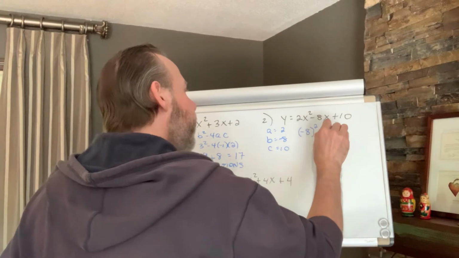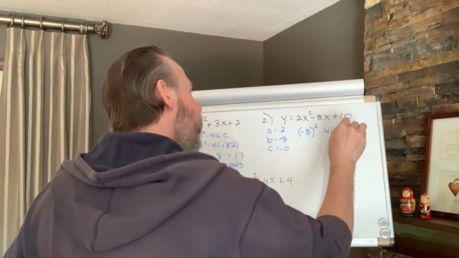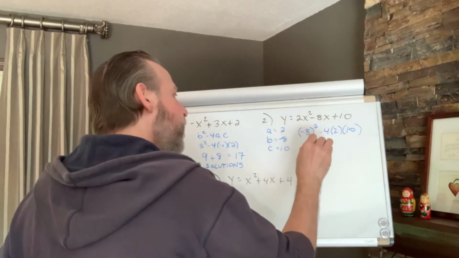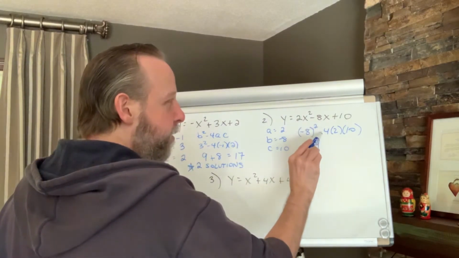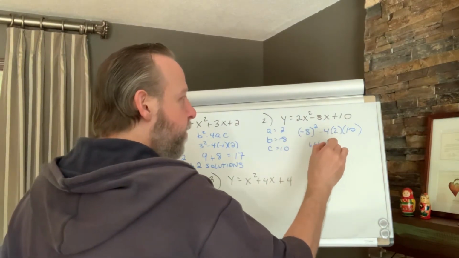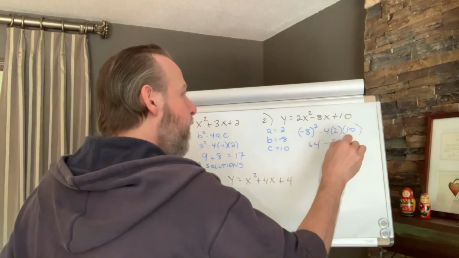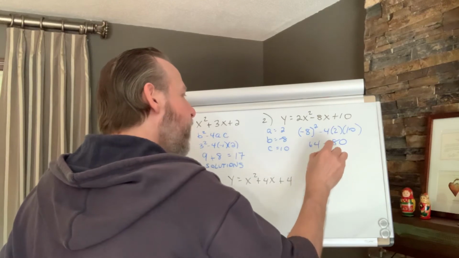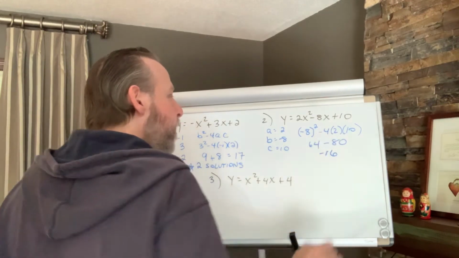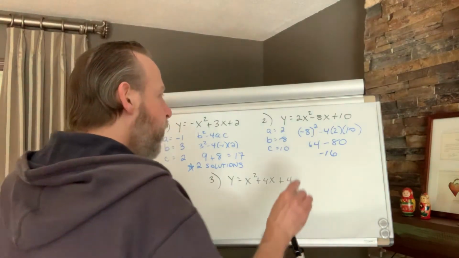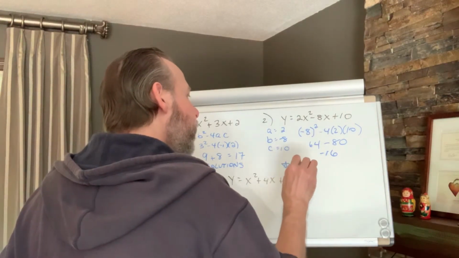B squared minus 4 times A, which is 2, times C, which is 10. Negative 8 squared is positive 64. A negative times a positive is a negative. 4 times 2 is 8, times 10 is 80. 64 minus 80 is negative 16. So the discriminant's value is negative 16. What does it tell you? It tells you that there is no solution.